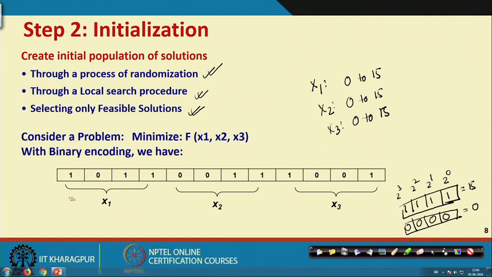So, through binary encoding, suppose we have a 12 digit string. This is our 12 digit string, and we can represent a particular chromosome in this way: the first 4 bits will be x1, the next 4 bits will be x2, and the next 4 bits will be x3. Suppose, arbitrarily, the population size is 8.